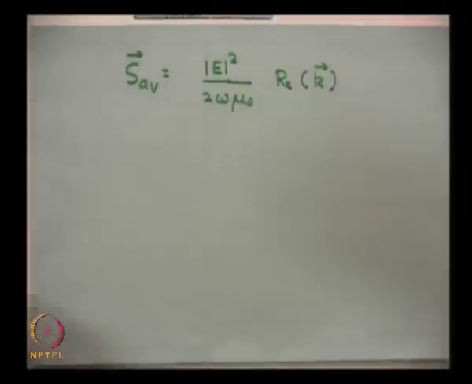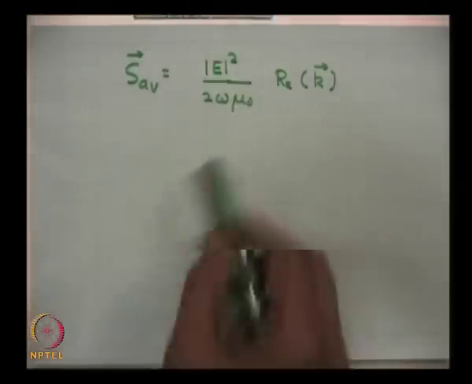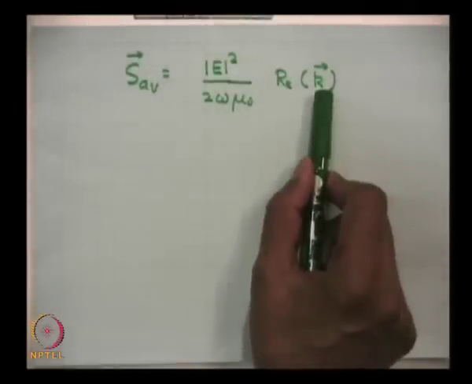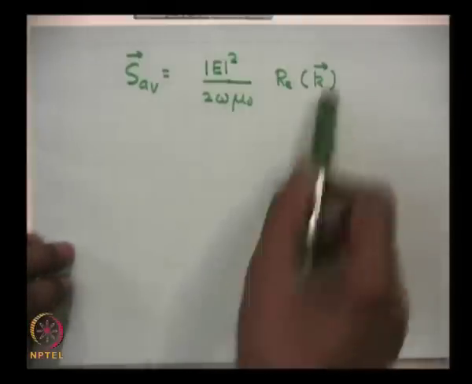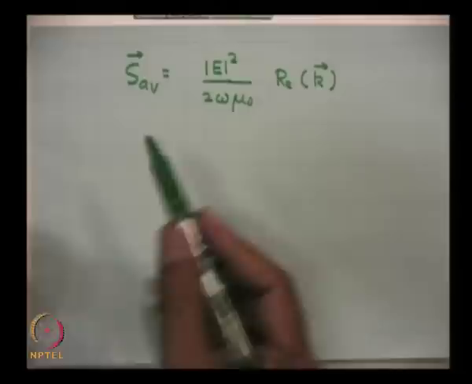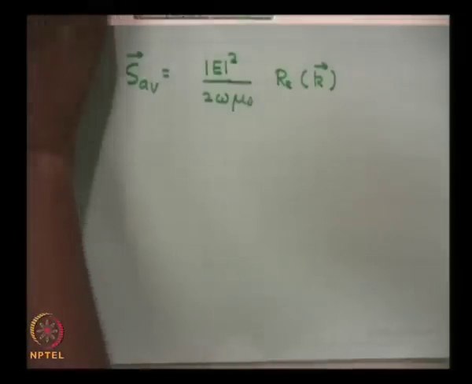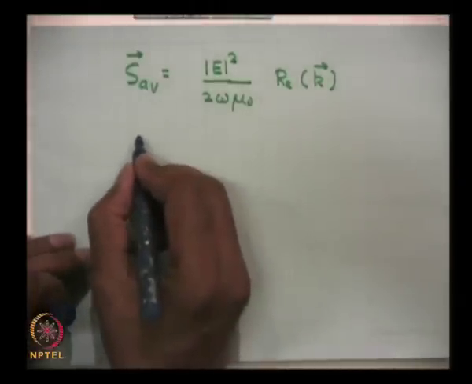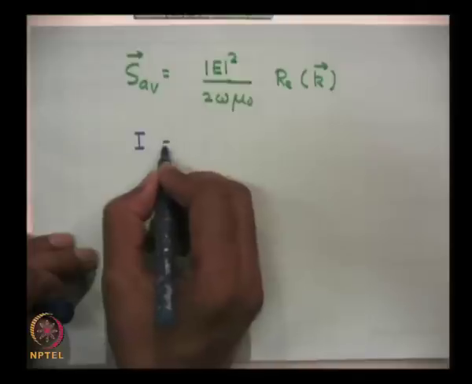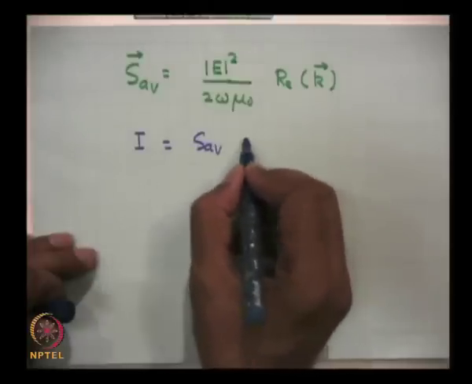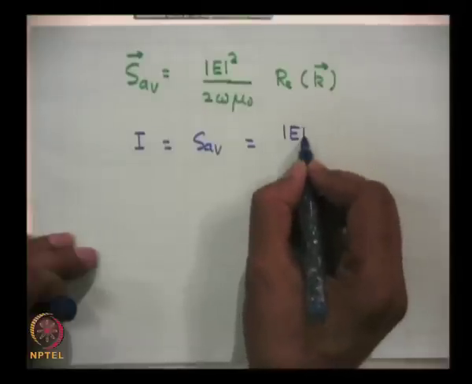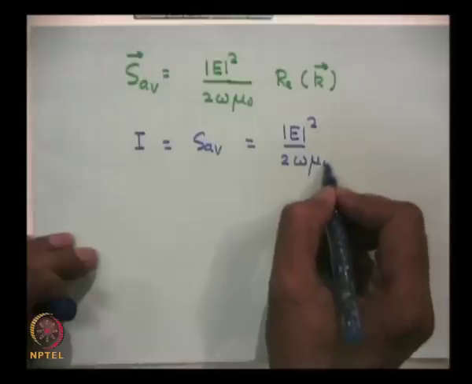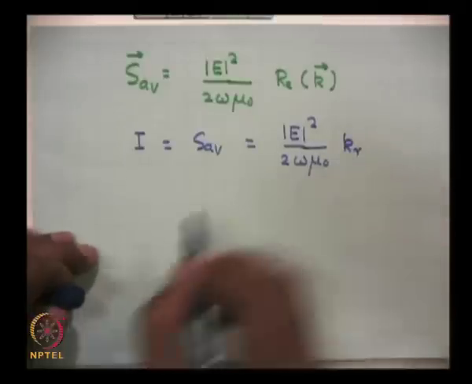If somehow we find that K is imaginary, purely imaginary, then there is no power flow because time average Poynting vector or energy flow is 0. The magnitude of this quantity is also called intensity of the wave or intensity of radiation. So let me write down this intensity of radiation as S average magnitude, which is equal to modulus of E square upon twice omega mu 0 into K real part Kr.